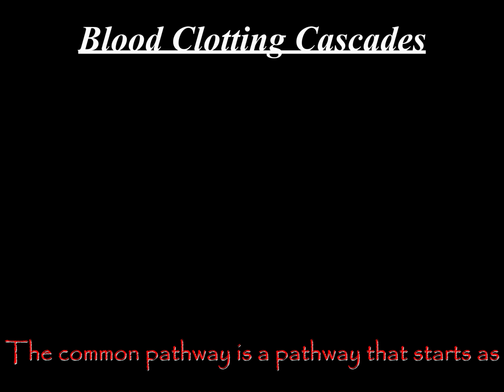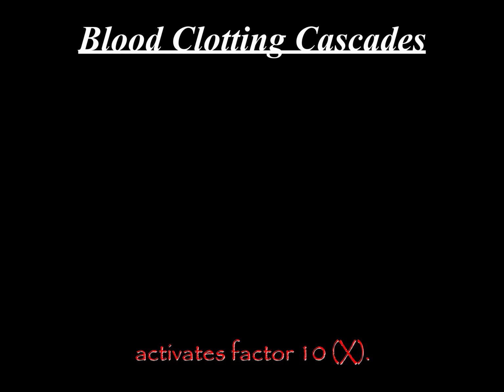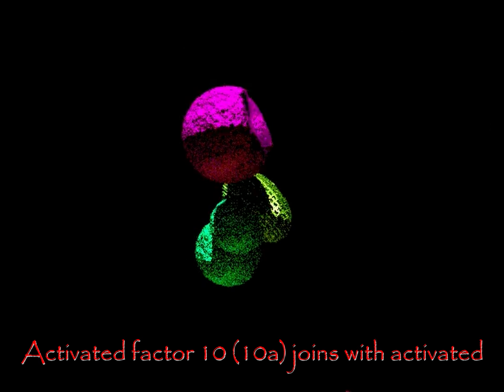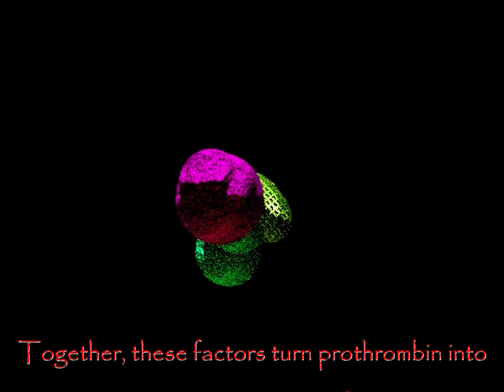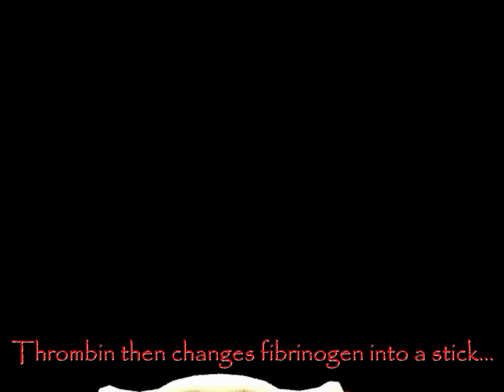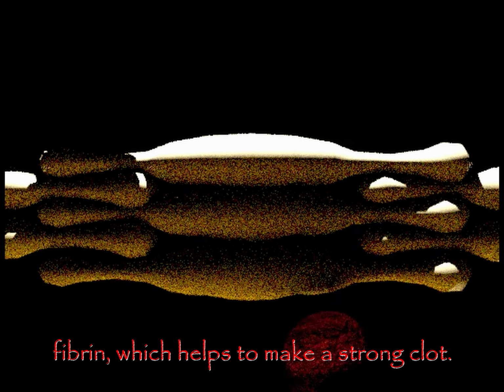The common pathway is a pathway that starts as a result of either the intrinsic or extrinsic pathway activating factor 10 or X. Activated factor 10 or 10A joins with activated factor 5 or 5A. Together, these factors turn prothrombin into thrombin. Thrombin changes fibrinogen into sticky fibrin, which helps to make a strong clot.